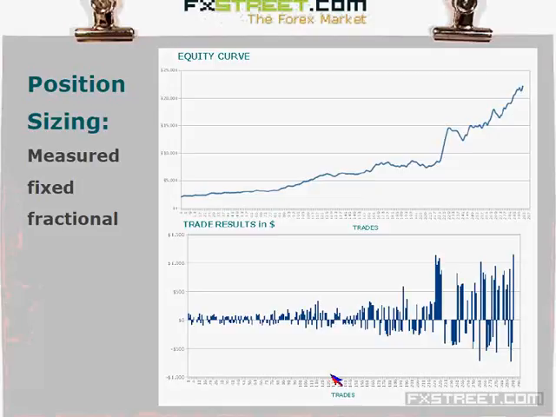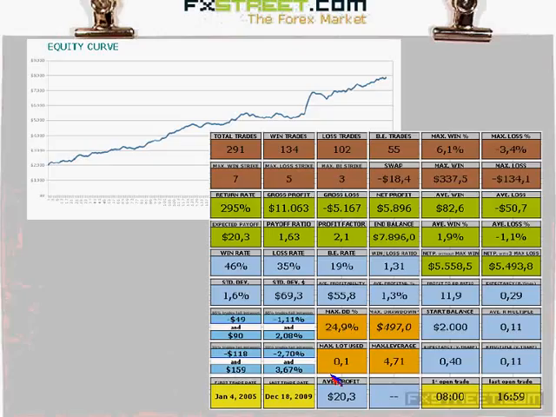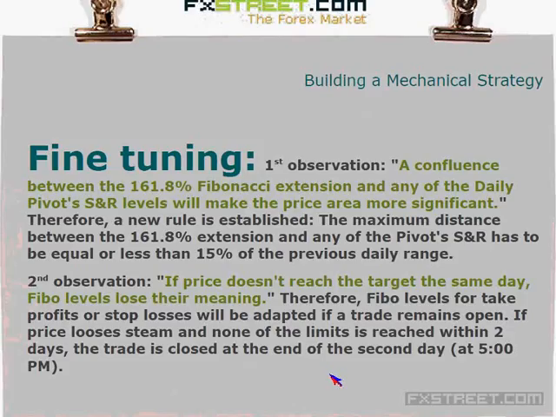But in the results we saw before, and that curve here, we went up from an initial start balance of $2,000 and finally reached around $8,000. And this was done with a fixed lot position sizing. I always traded the same size.